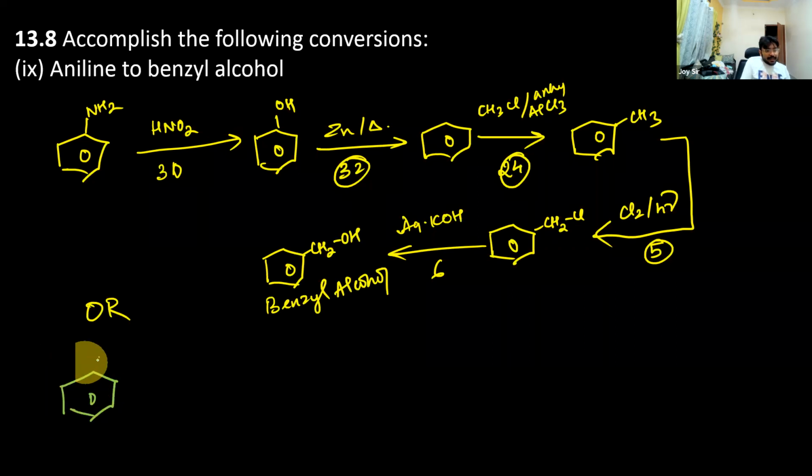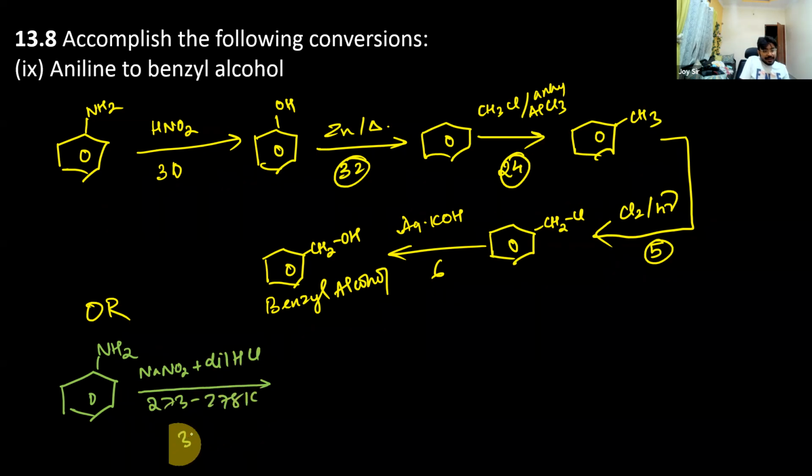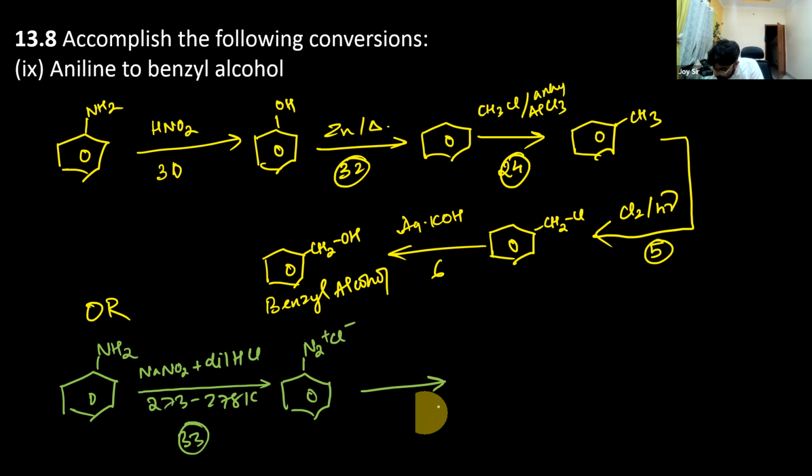This is our aniline. Next, NaNO2 plus dilute HCl at 273 to 278 Kelvin. This is our 33rd reaction. It will become N2 plus Cl minus. From N2 plus Cl minus, see number 36. What happens if we give KCN? If we give KCN, directly CN comes in place of N2 plus Cl minus, right?